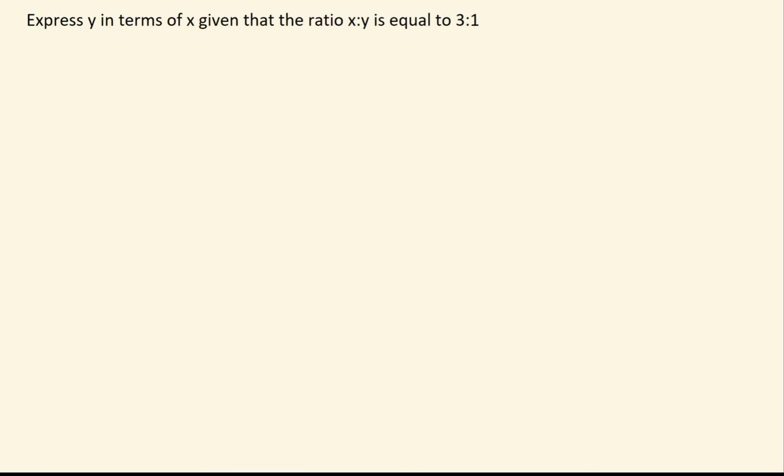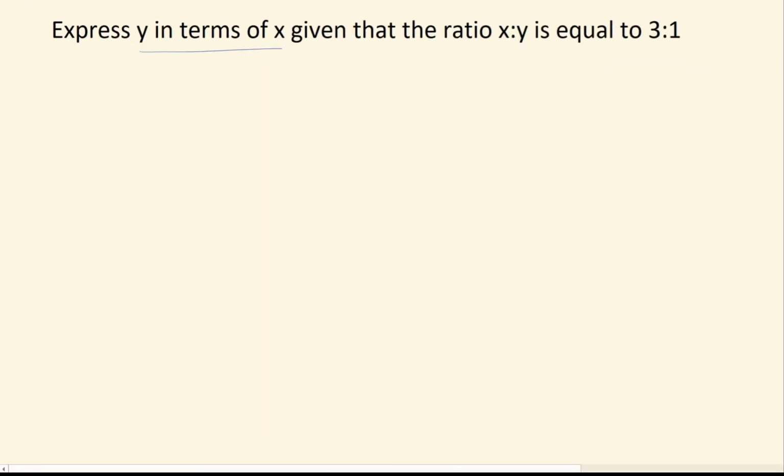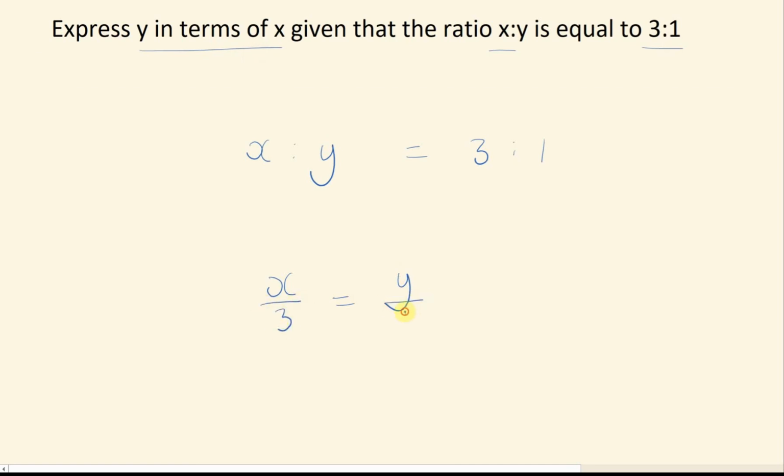There are a few ways I can throw it at you. So here we've got a more worded question. It says express y in terms of x, given that the ratio x to y is equal to the ratio 3 to 1. So that's basically saying that x to y equals 3 to 1, and just like before, we're going to do one ratio divided by the other. Then we want y in terms of x, which we've done. y is x over 3, so that's y in terms of x. So y in terms of x means y equals something else.